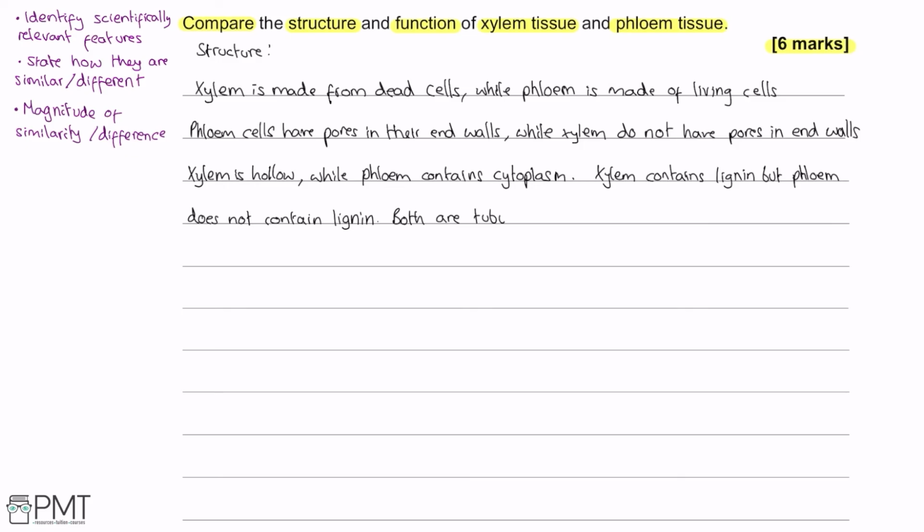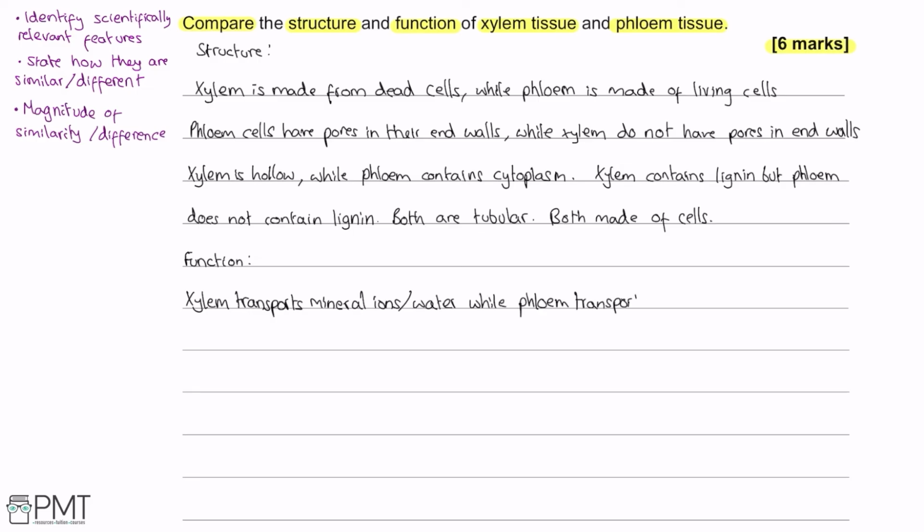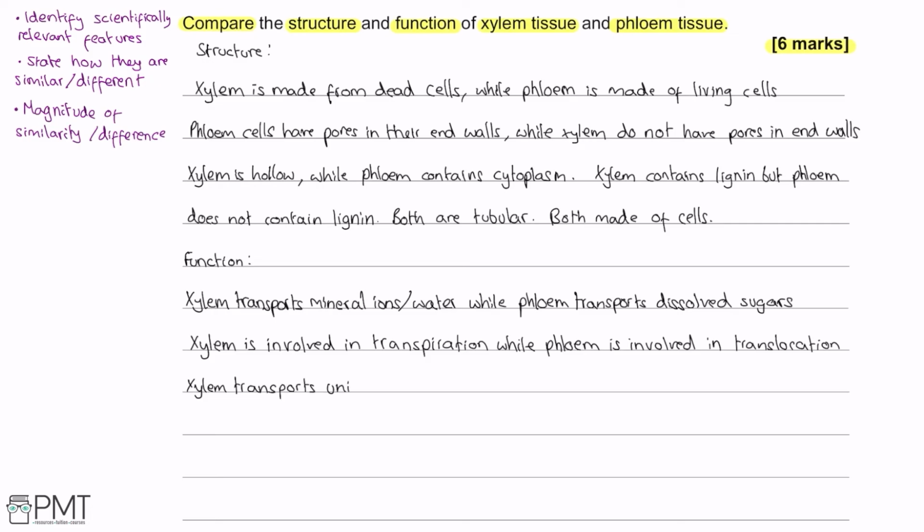Now, moving on to the similarities in structure, you could say that both are tubular and both are made of cells. Moving on, we can talk about some of the functional aspects. The xylem transports mineral ions and phloem transports dissolved sugar. Xylem is involved in transpiration, while phloem is involved in translocation. Xylem transports unidirectionally, that means in only one direction, while phloem transports bidirectionally, that's in two directions.